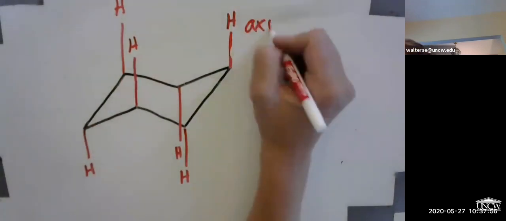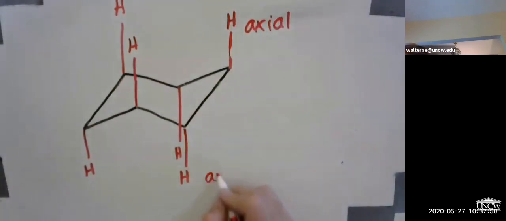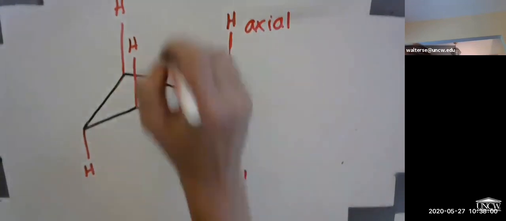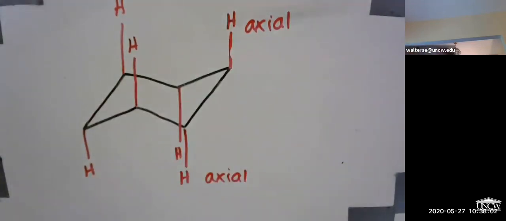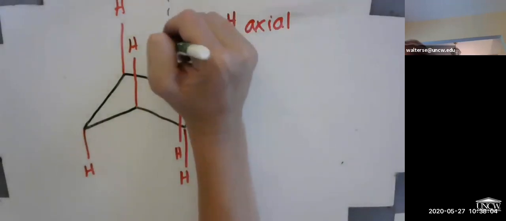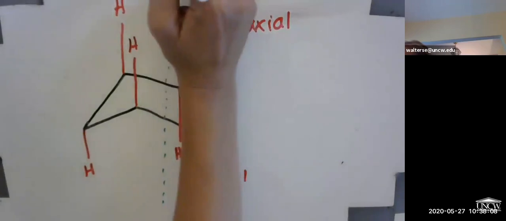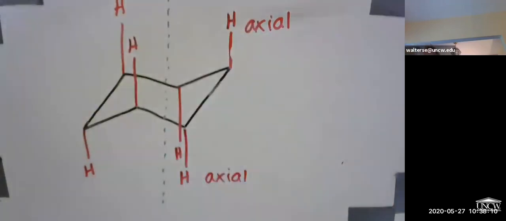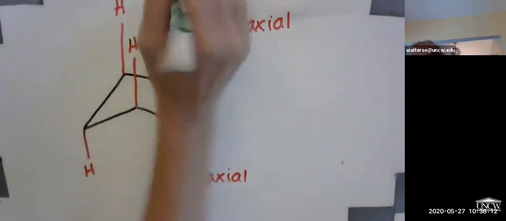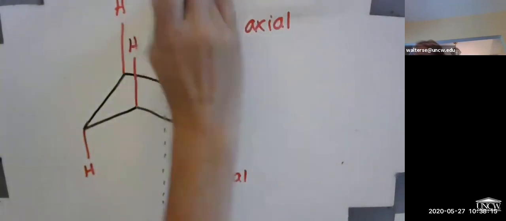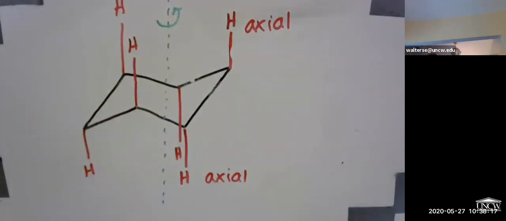When they're straight up or straight down, they're called axial because they're parallel to the axis of the ring. So if you drew a line through this ring, and you said that was the axis, like the Earth's axis, about which the molecule could spin, those hydrogens are parallel, so they're axial.